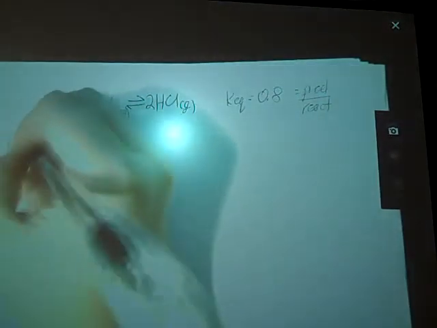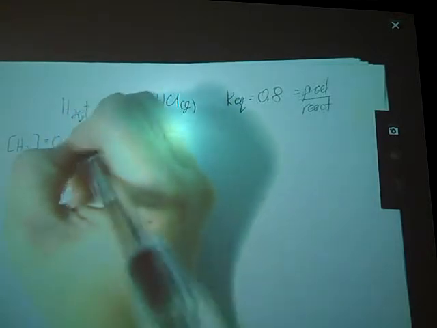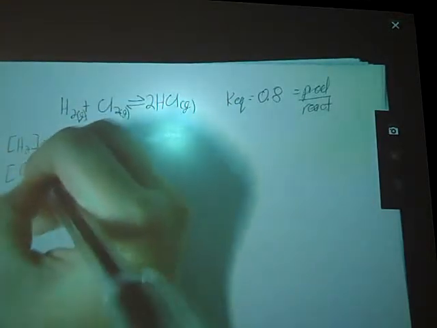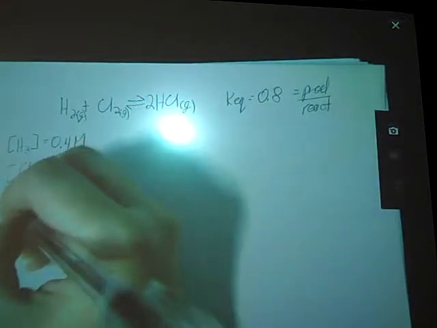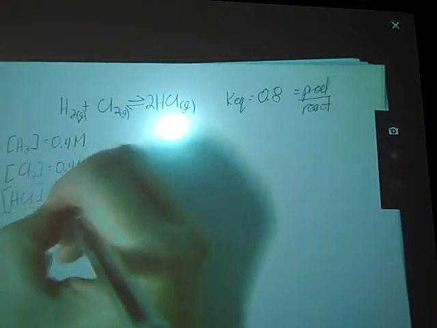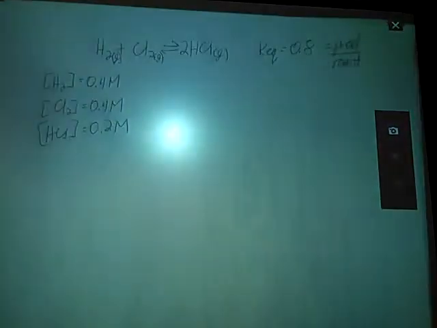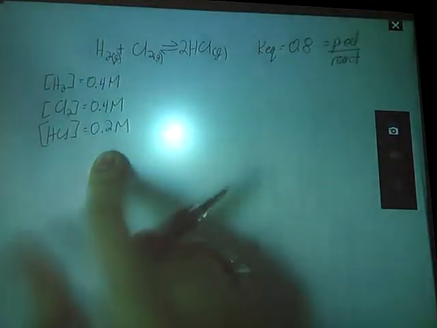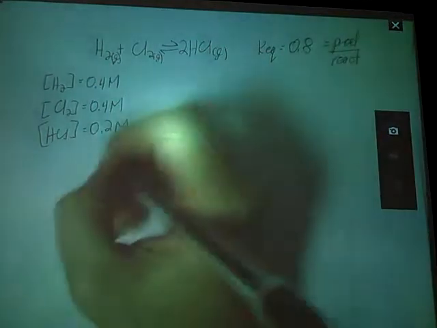I'll go ahead and transfer over the information from our problem so we don't have to keep going back and forth. There we are. So we want to know, is this equation at equilibrium? Are these concentrations going to continue to change, or will they stay constant with my net reaction staying the same? I don't know. Let's find out.